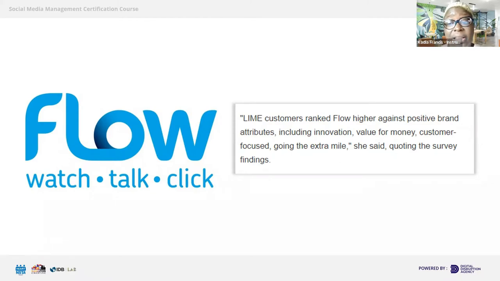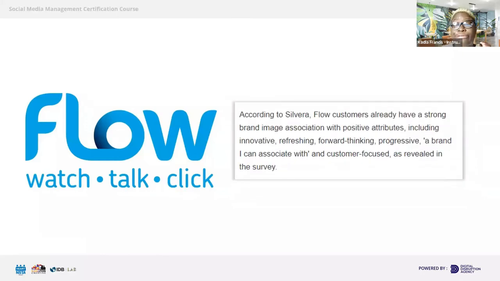And even Lime customers said they preferred, they rated or ranked Flow higher in terms of brand positivity. And what are they talking about? They're talking about including innovation, value for money, customer focus, and going the extra mile, right? According to Silvera, Flow customers already have a strong brand image association. Now, look at what they were trying to do. They acquired Flow. They could have kept Lime, but they acquired Flow. Why? Again, rebranding. Flow had a better brand image, a better reputation, a better brand perception, and they wanted to capitalize off of that. And so they wanted to get rid of Lime.